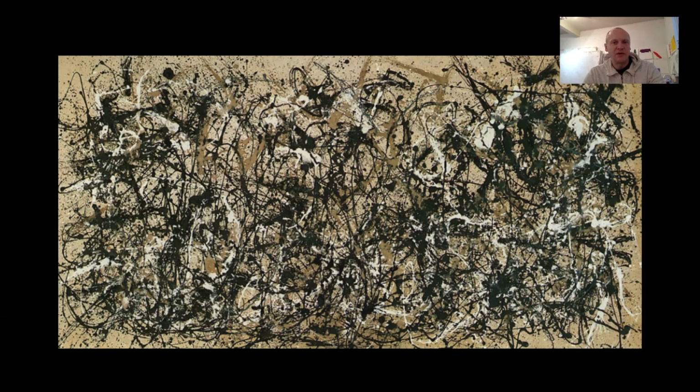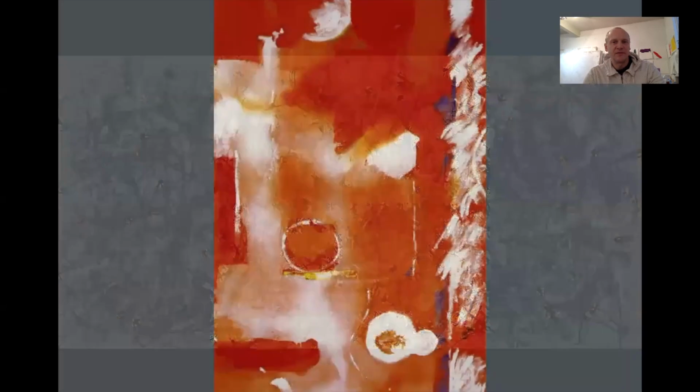So it's about the paint and about the energy being depicted. So this is very abstract work. It's an example of abstract expressionism. Hans Hofmann, another very abstract work.